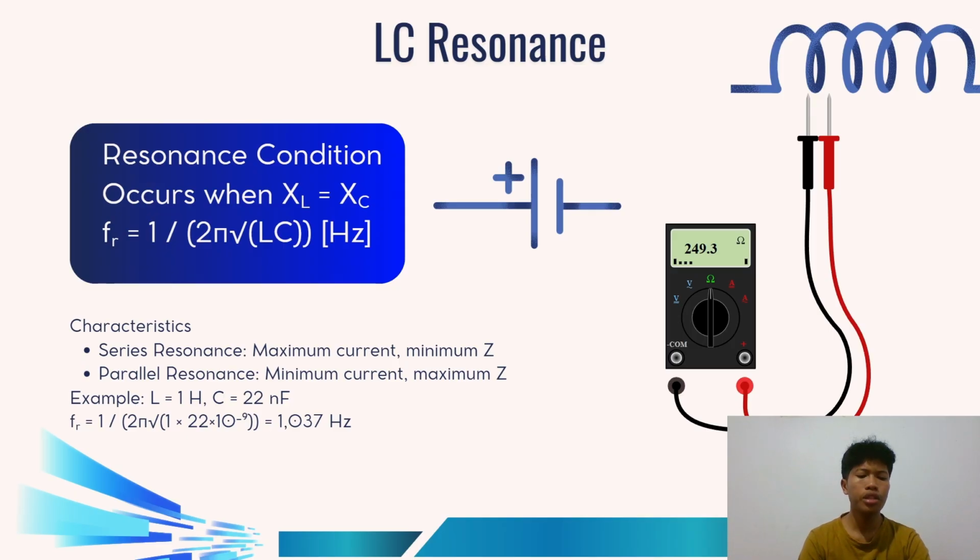There are two types of resonance. Series resonance produces a maximum current. Second, minimum impedance, ideally just the resistance R. Third, the circuit is purely resistive at resonance. In parallel resonance, it produces a minimum current flow and maximum impedance.